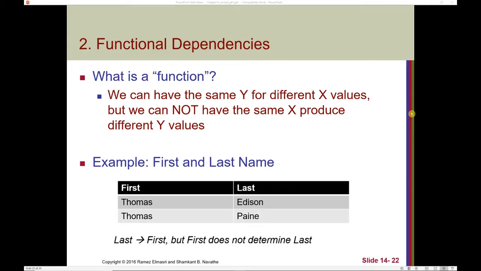So if I choose Thomas, I can't uniquely identify a last name. So I know that first does not functionally determine last. But the other way around might be true. I may have a case where last functionally determines first. I choose a last name and I get 1 value. If I choose a first name, I might get multiple values. So we can say that last may functionally determine first.